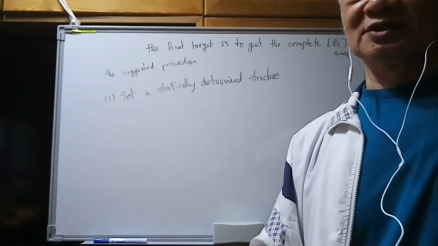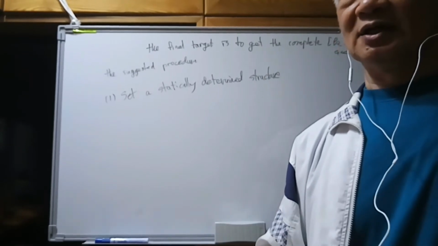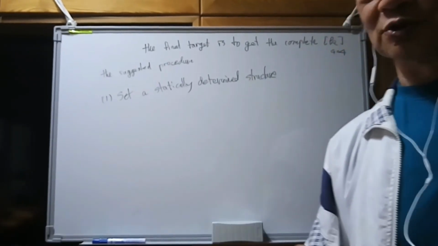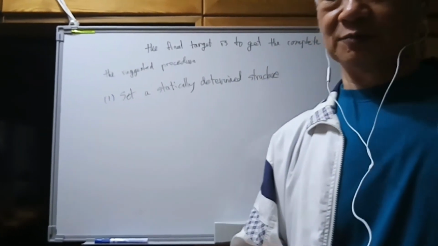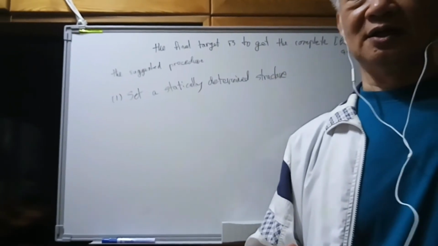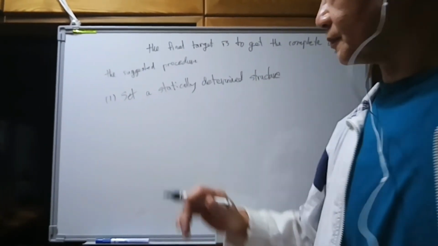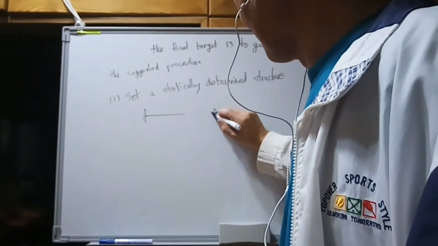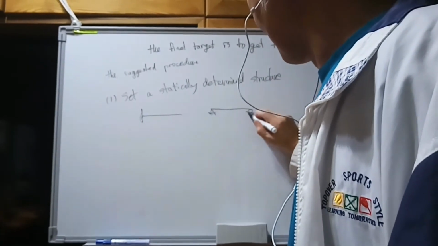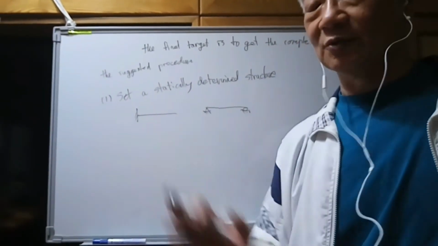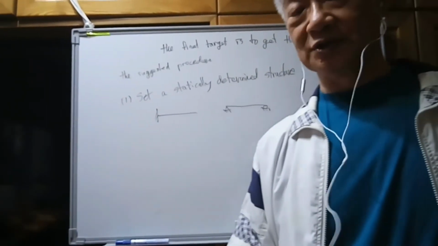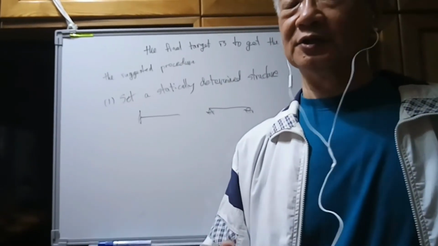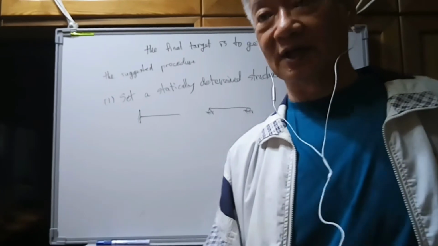For plane problems, there are not too many statically determinate beams. Usually you got two choices. One is the cantilever beam, the other one is the simply supported beam. You can choose either one.